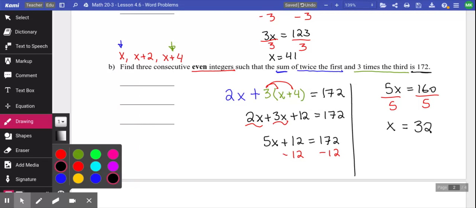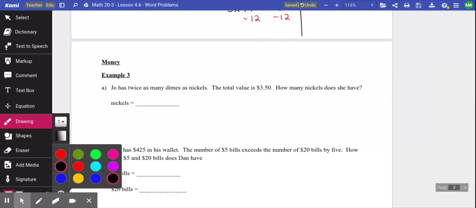If x is 32, remember that's the first number, right? So if we're looking back up here, that means the first number is 32. The next one would be 34, and the next one would be 36. Right? That's how we would build those even consecutive numbers. So they're even and they go in a row. So 32, the next even number is 34, the next even number is 36. Fantastic. All right, that's hard stuff.